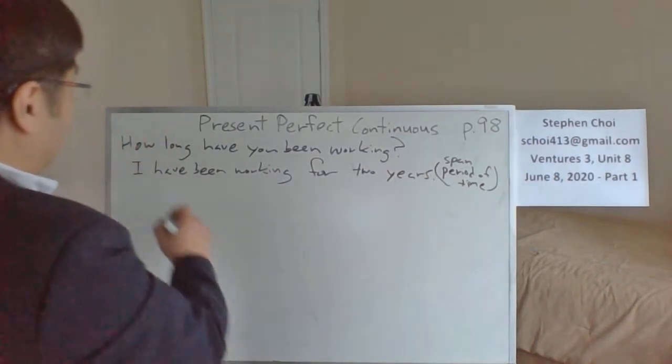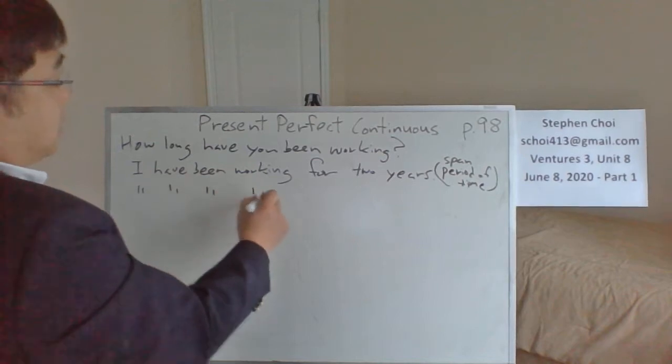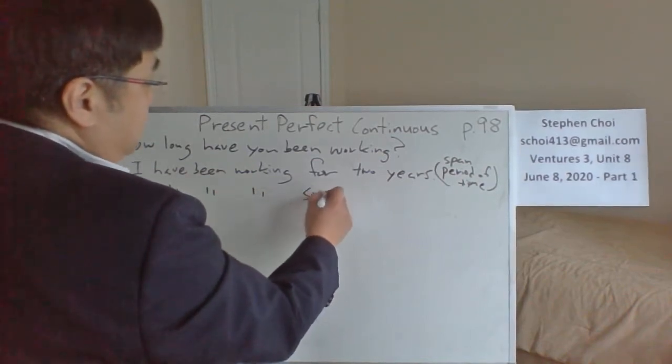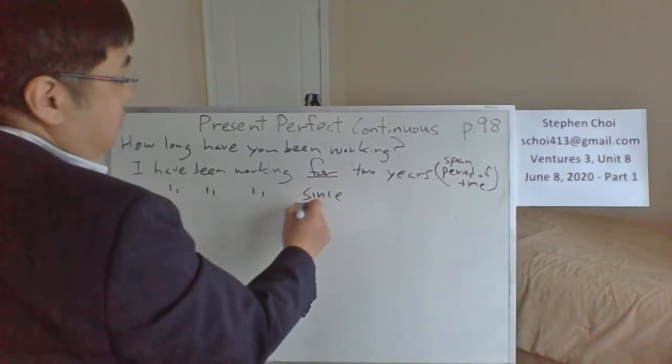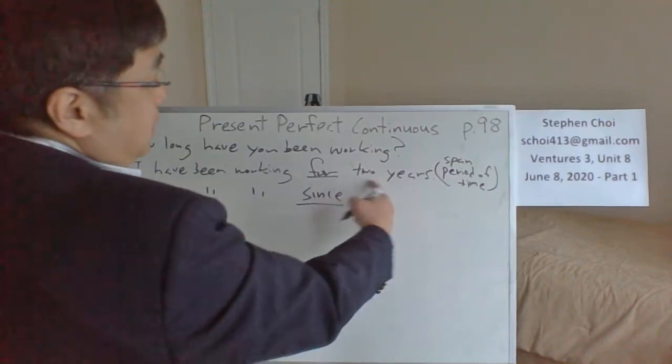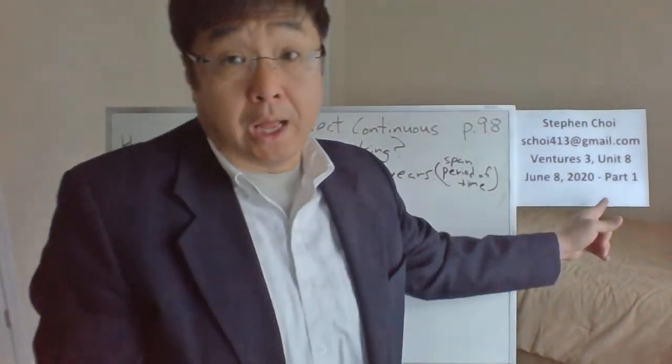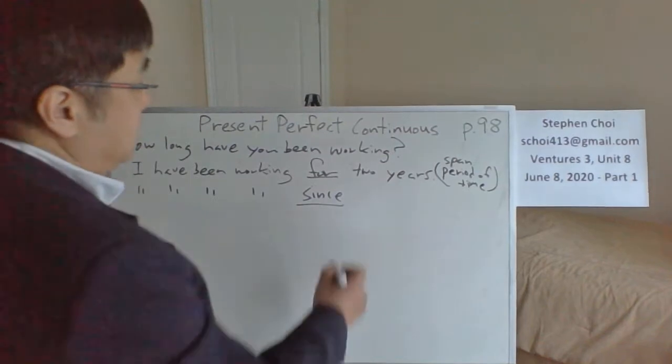Okay, or you can say what? I have been working since. You can use since, right? For or since. Okay, since what? It's 2020 now, so 2 years ago is what? Is since what?